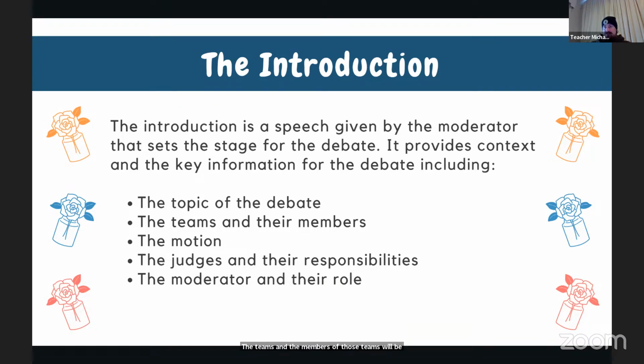The moderator will explain the motion of the debate. They'll introduce the judges and explain their responsibilities. They'll also talk about what the moderator does as well. They'll introduce themselves and explain to everybody what they will be doing. Now we're going to be talking about the judges and the moderator a little bit later on in the lesson today as well, so we'll introduce to you the part that they play in the debate.